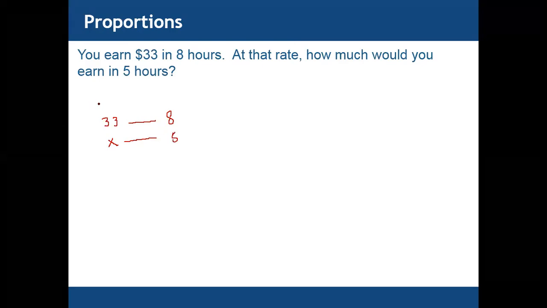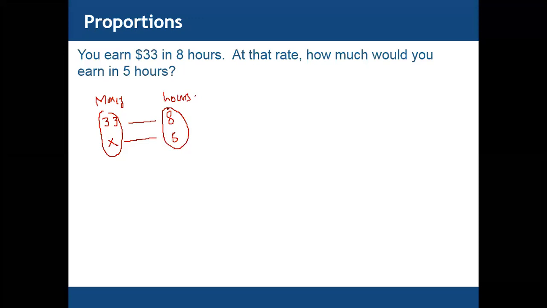So this is the amount, money, and this side is hours. You cannot mix money with hours. You cannot write 33 in place of 8. On the money side you need to write money, and on the hour side you need to write hours. So 33 and 8 hours, and x and 5 hours. Yes, by cross product, sir? Yes, you can use cross product.